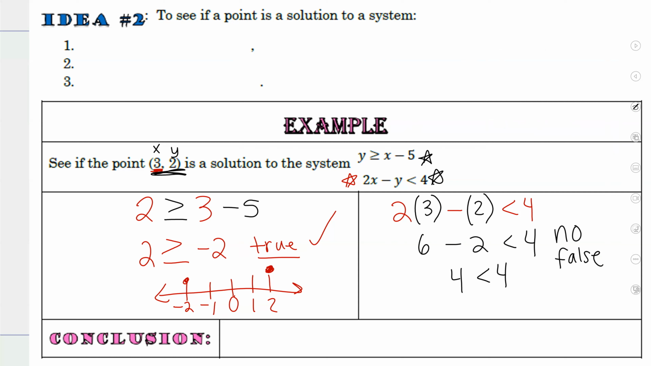So, since they were both not true, 3, 2 is not a solution. It has to work for both inequalities, not just one. So this is not a solution.